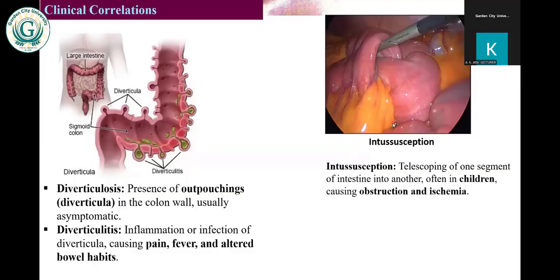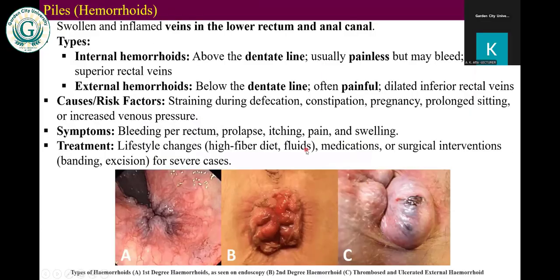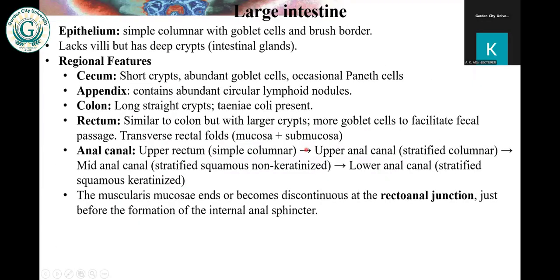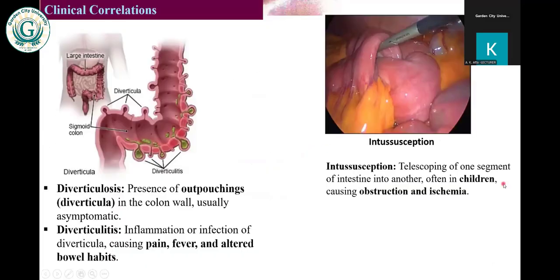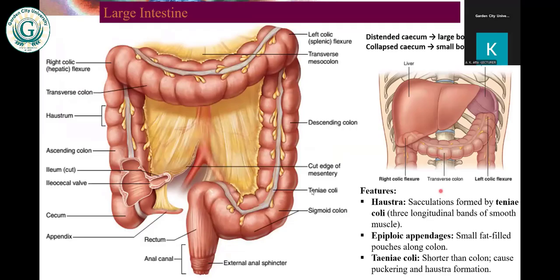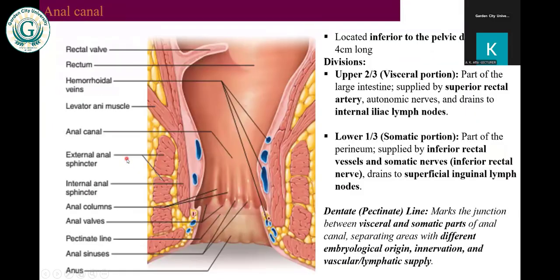Then you can have part of the intestine moving into another segment. Now, this view is not so nice, but the important point is that it can lead to what? Obstruction. Yeah, it can lead to obstruction. So you can have something like here. This is the ileum. So part of the ileum can protrude into the what? Into the colon.